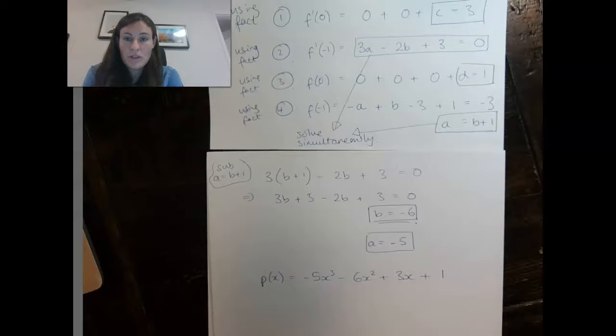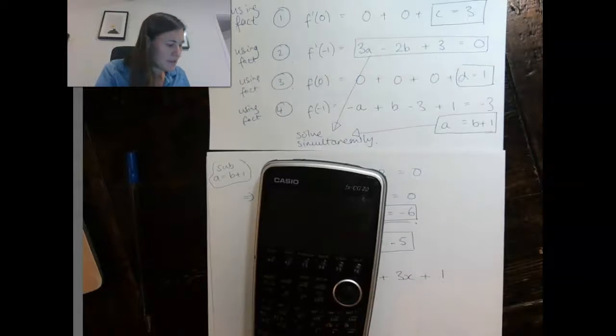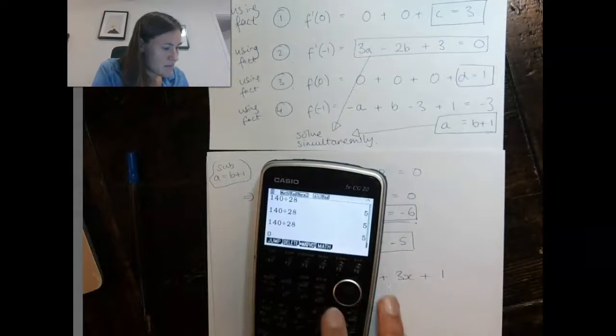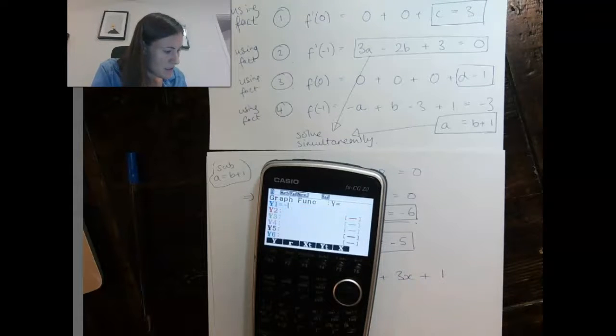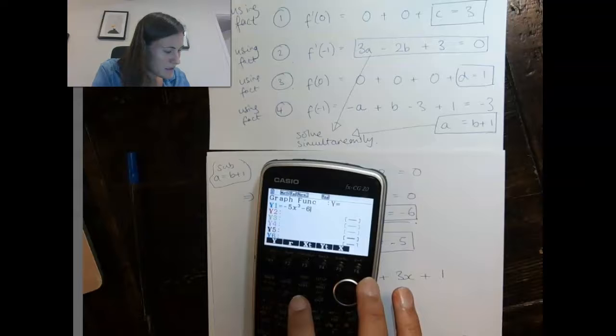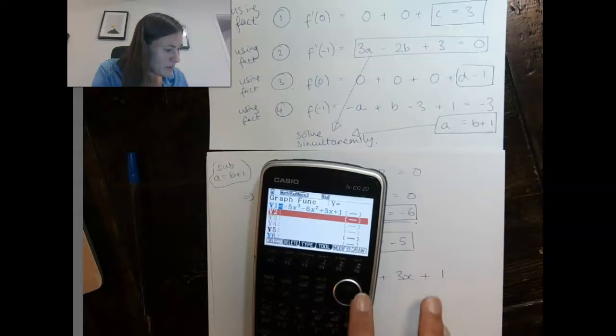I wouldn't just stop there and accept that. I'm going to find a way to actually check whether this is correct. And the way I'm going to check is using my calculator. I'm going to pop this in, menu, I want to do a graph. So I'm going to say negative 5x cubed minus 6x squared plus 3x plus 1. Okay, I'm going to draw it out.